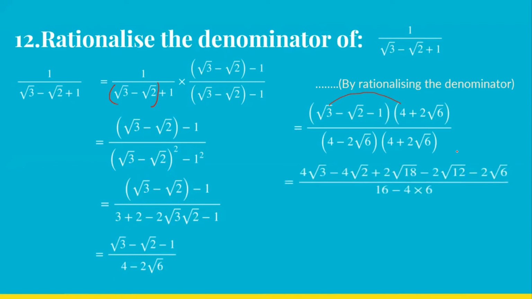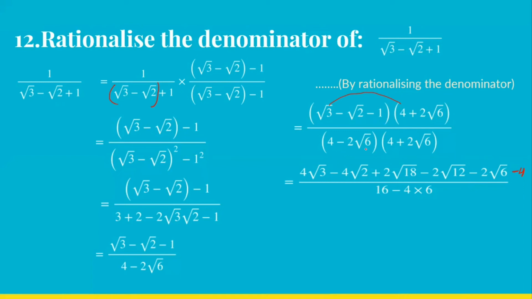4 into minus 1 is going to be minus 4. This is addition here. And then let us multiply by 2 root 6. So 2 root 6 into 3 is going to be 2 root 18. 2 root 6 into minus root 2 is going to be minus 2 root 12, since root 6 into root 2 is root 12. And 2 root 6 into minus 1 is going to be minus 2 root 6.